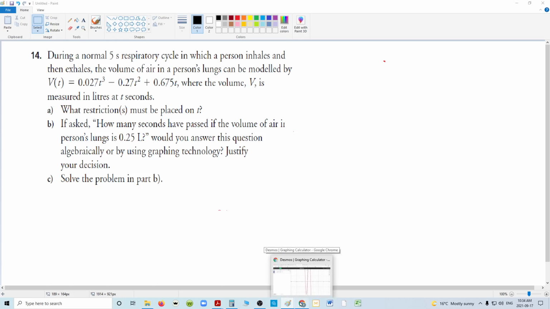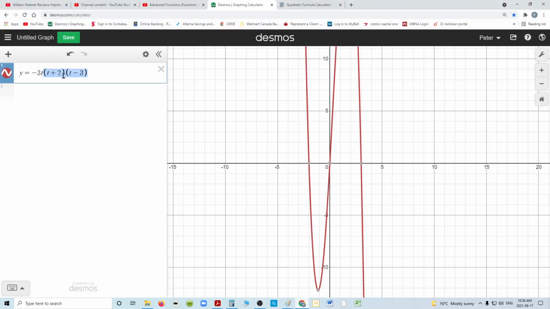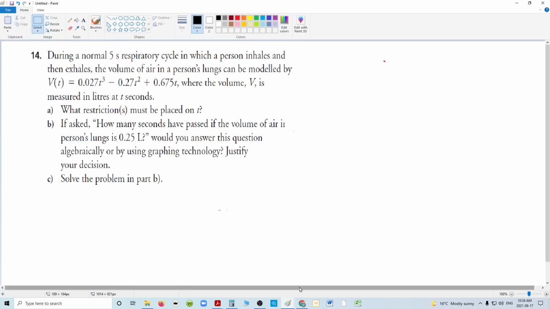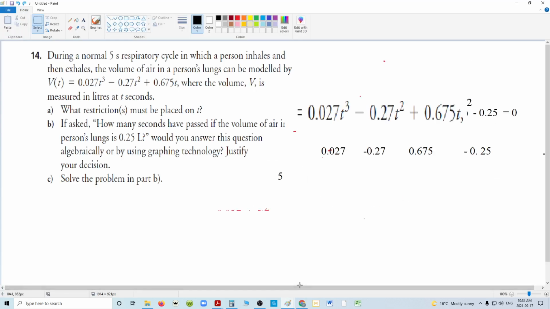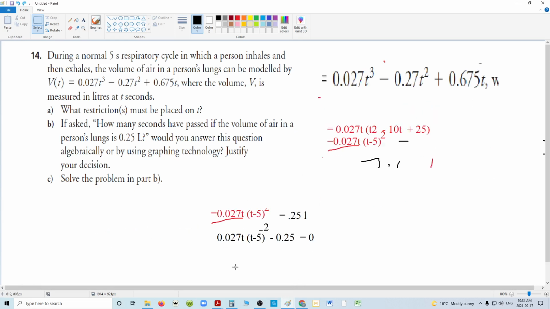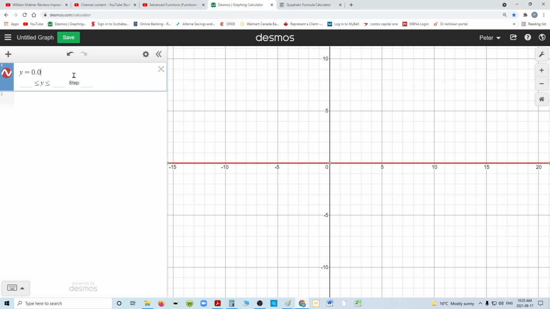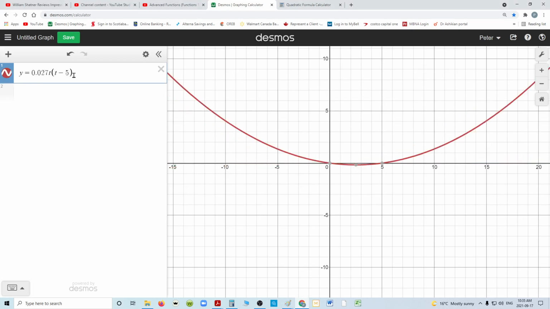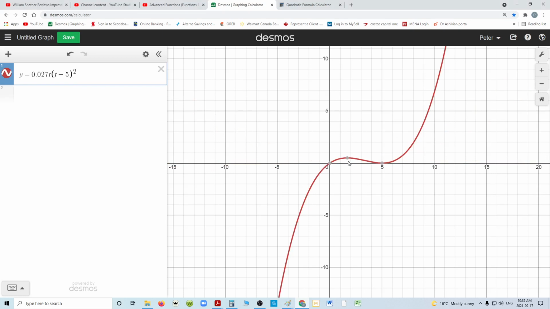So what I would instead do is I would put in the volume here. What did I do? I'll bring back everything. I think I still have it in there. Yeah, 0.027t times (t minus 5) squared. Here's the original graph.